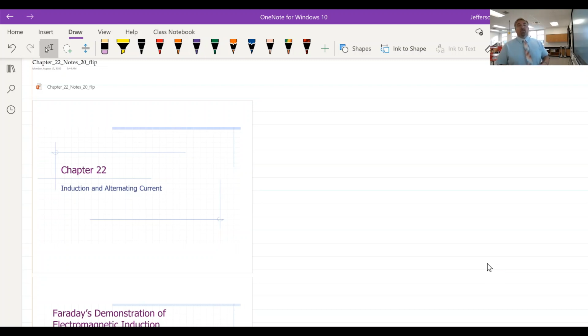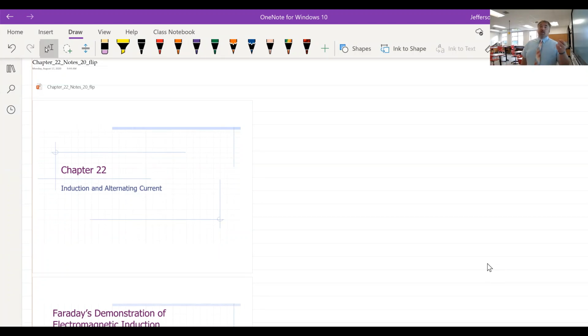Welcome back. Last chapter we looked at magnets, and we ended the chapter by looking at how magnets could exert forces on other magnets, and that was caused by the interaction of internal and external magnetic fields. In chapter 22, we're going to look at how we can use those forces now to create currents.